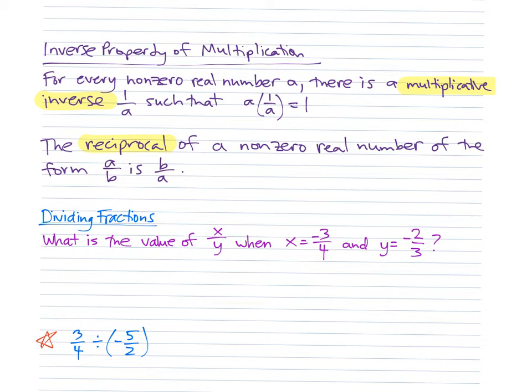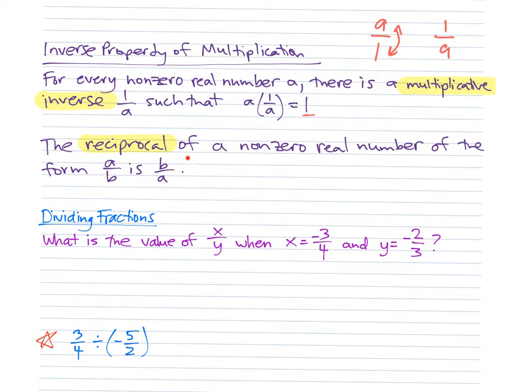So if A was a number, remember we can make it a fraction by dividing by 1. Its reciprocal is if you just flip those and make it 1 over A. And that is the multiplicative inverse. And then when you multiply them, you get 1. And then the same thing is if it's A over B. So the same idea, the reciprocal of a non-zero number of the form A over B is B over A. So you just switch them.